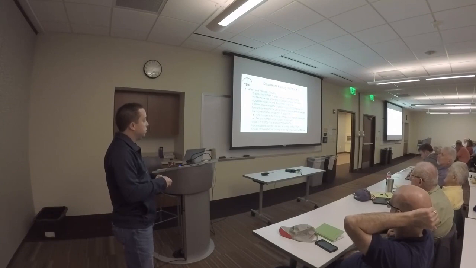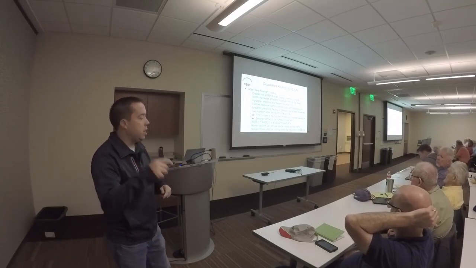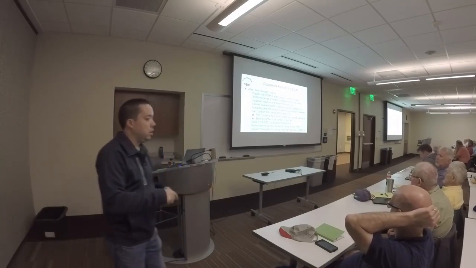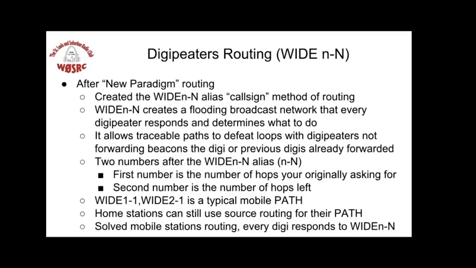There's two numbers after wide N-N. The first number is the number of hops that you're asking for, okay? The second number is the number of hops left in your packet. And we'll get into this more. So a wide 1-1, comma wide 2-1 is a typical path that you would put in a mobile unit. So if you had a Kenwood 710, or an HT that had APRS, this would be your path: wide 1-1, wide 2-1.